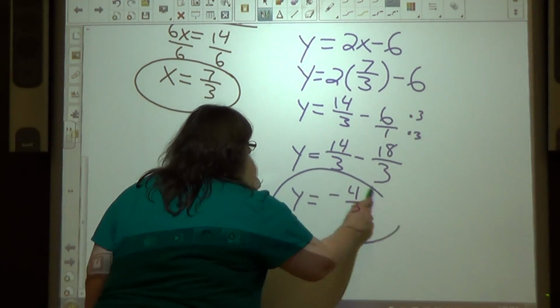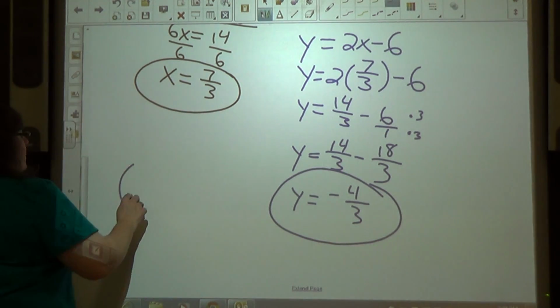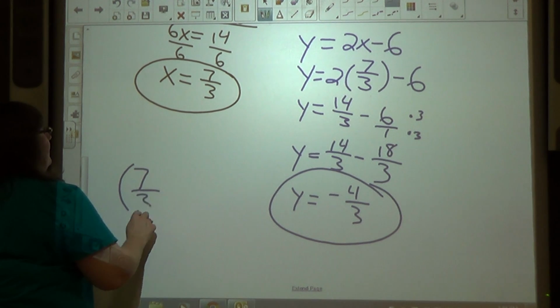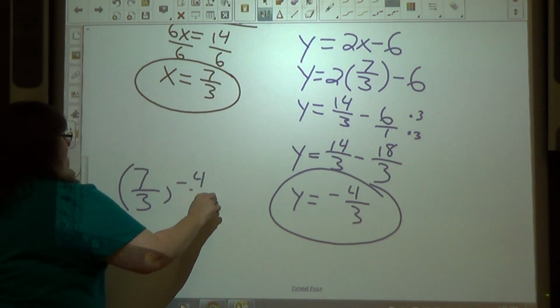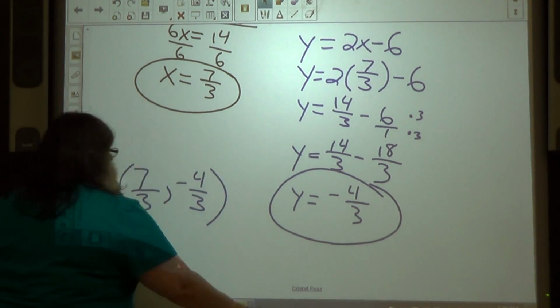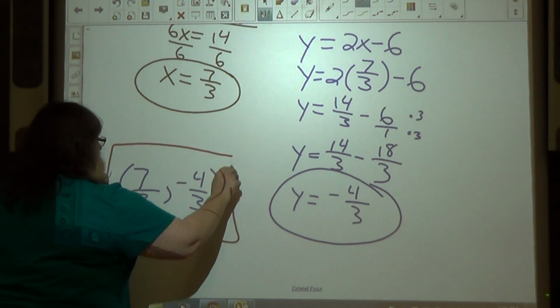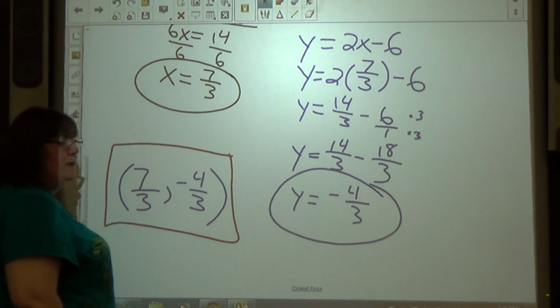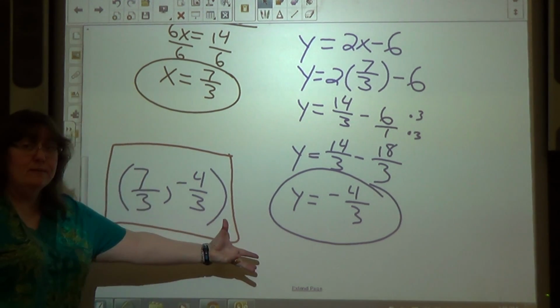Now, this is a coordinate, folks. So we write it in coordinate form. And there is your final answer. Okay? That's substitution.